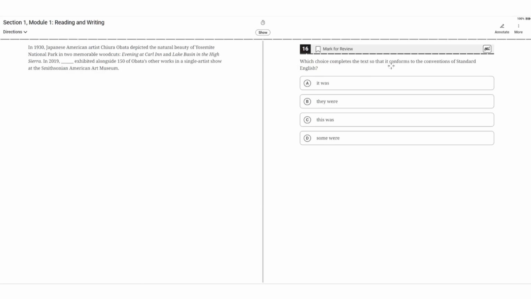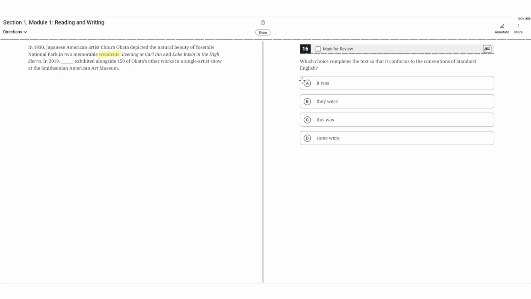Which choice completes the text so that it conforms to the conventions of standard English? In 1930, Japanese-American artist Chiura Obata depicted the natural beauty of Yosemite National Park in two memorable woodcuts, Evening at Lake Basin and Lake Basin in the High Sierra. In 2019, blank exhibited alongside 150 of Obata's other works in a single-artist show at the Smithsonian American Art Museum.